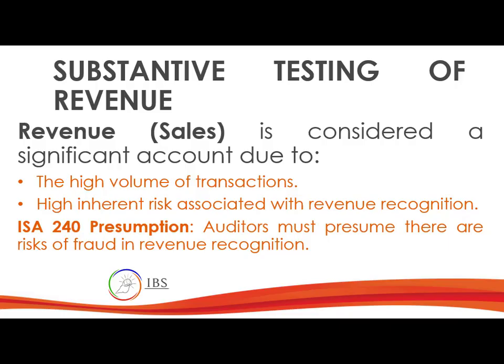There is another one. Okay, so another one, and this is related to cut-off, right? Assertion cut-off. In assertion cut-off, it says the sales or the transactions that are supposed to be recorded in that particular period have been recorded in that particular period. Those outside should be recorded in the next period.